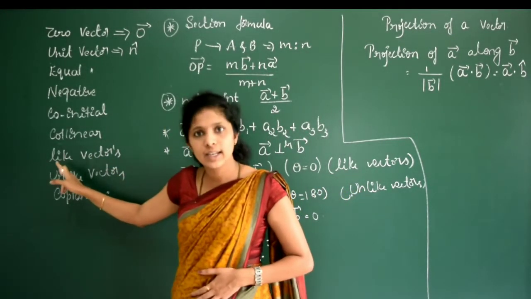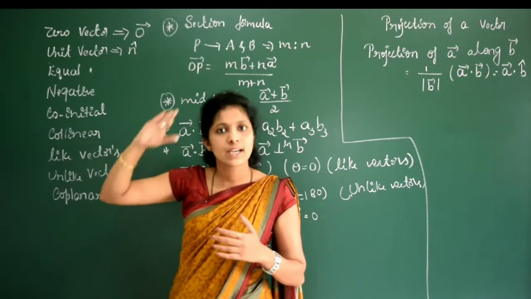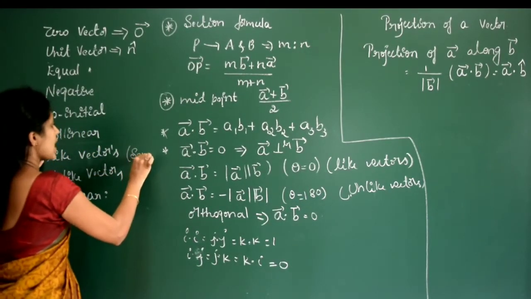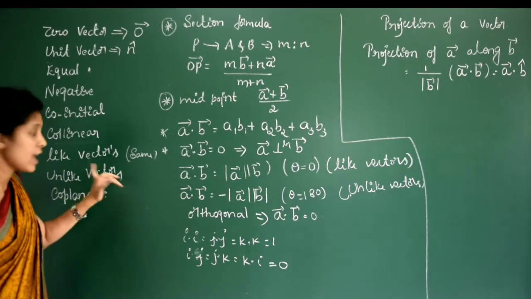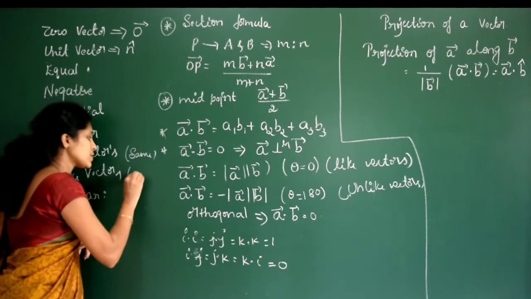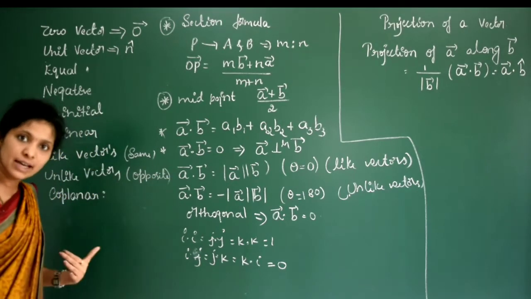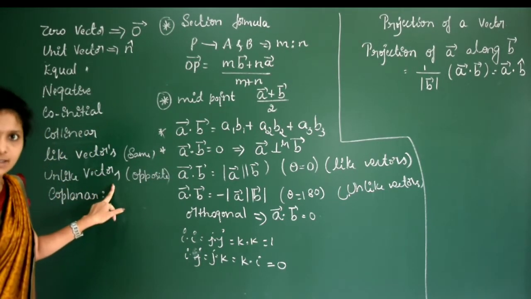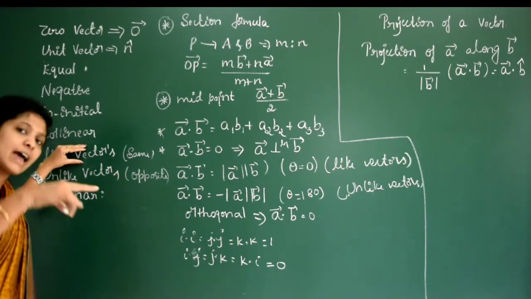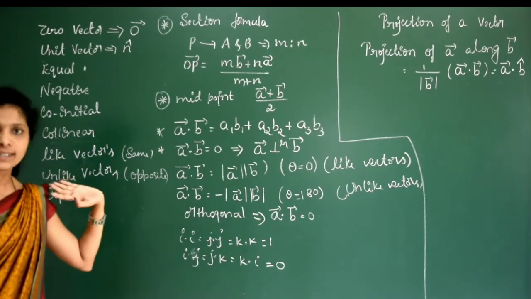Now here see this one, like vectors and unlike vectors. Like vectors are two or more vectors which are parallel and having the same direction. That is called the like vectors. Is it clear? Those are collinear only. They are parallel to each other, having the same direction. If two or more vectors are parallel to each other but in the opposite direction, then they are called unlike vectors. Okay. Collinear is nothing but parallel. Like is parallel as well as having the same direction. Unlike is parallel and having the opposite direction.